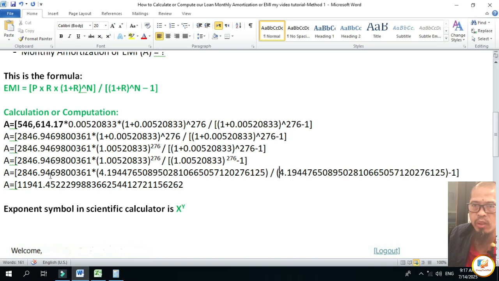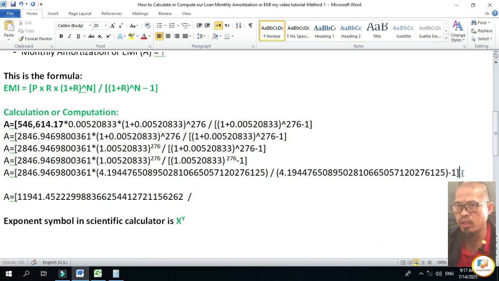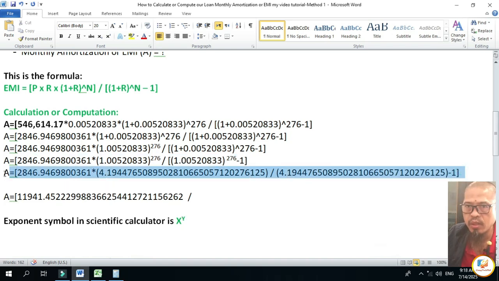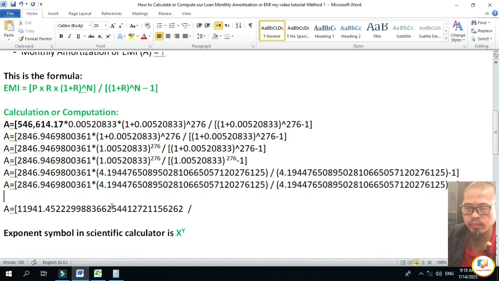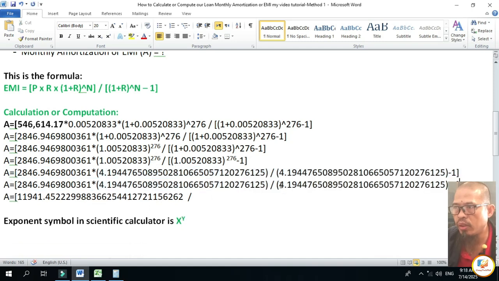So multiply this one to 2846.94 times 4.194, 1944. This is the total. Then we're going to divide this one here. First, we are going to minus this one. We have to substitute first. We have to substitute another. So 4 minus 1, so automatically 3, no?